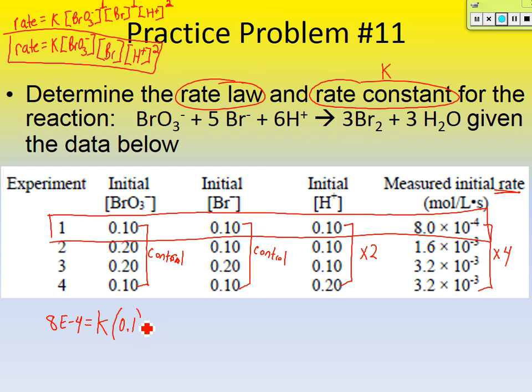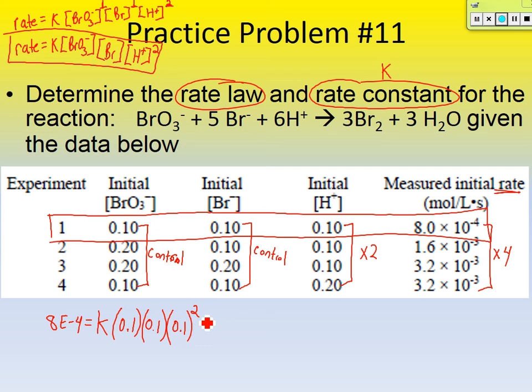It was raised to the first power, so I'm just going to keep it as 1 there, and let's go on. The molar concentration of Br- in the first experiment was also 0.1. Again, it was raised to the first power, first order, so I'm not going to write anything there. But I had another reactant, H+. Its concentration was also 0.1. However, it was raised to the second order, so I need to write a 2 right there.